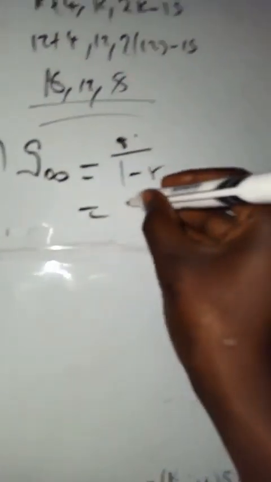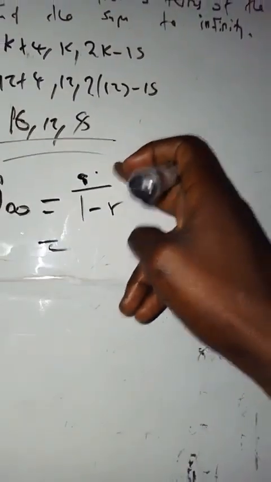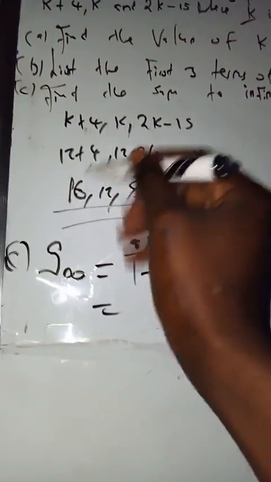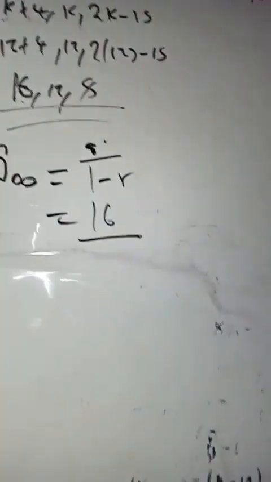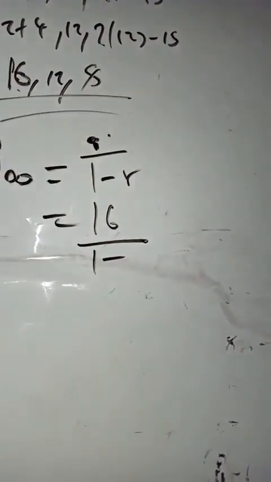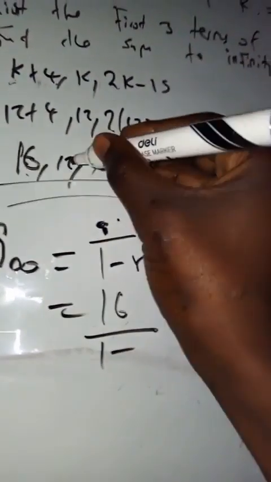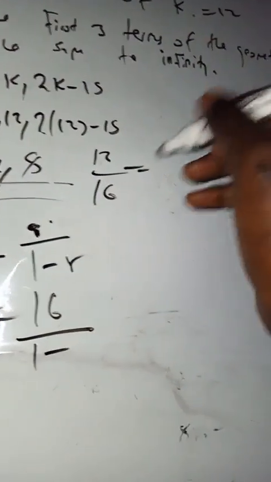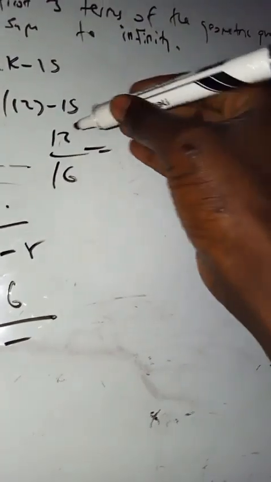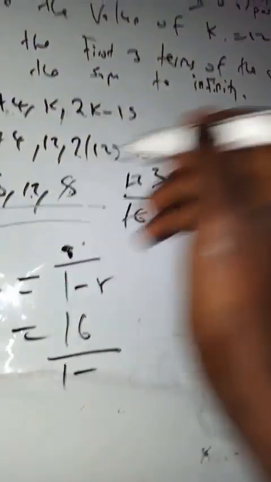So here, what is A? A is the first term. What's the first term there? I found it to be 16, right? 12 plus 4 was 16. So the first term is 16, divided by 1 minus, what is the common ratio? What is the R here? To find the common ratio, I simply say the term I'm looking at, which is 12, divided by 16. How do I find the answer here? 4 here, 4 here, 3. So I'm going 3 over 4.